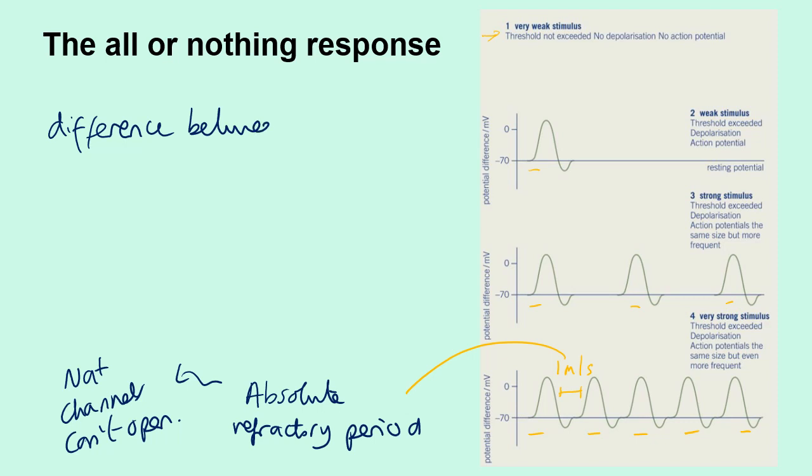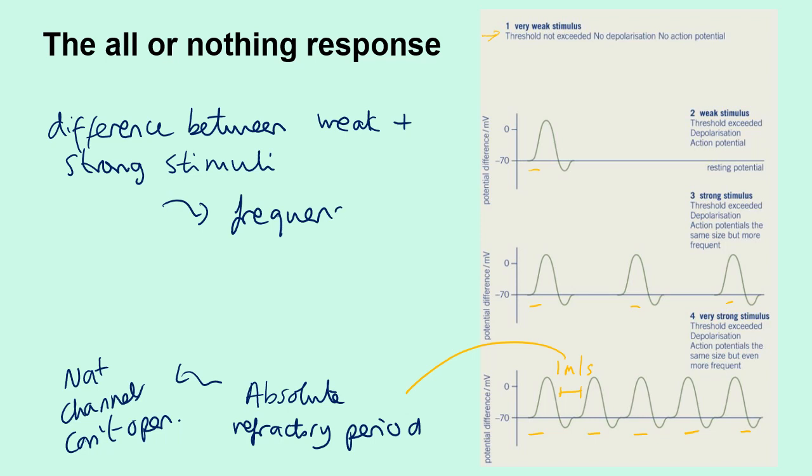So the difference between weak and strong stimuli is just the frequency of the action potentials. Just like that. It's just the frequency of them. In our last video on the nerve impulse, we're going to be looking at various factors that can affect the speed of conduction.